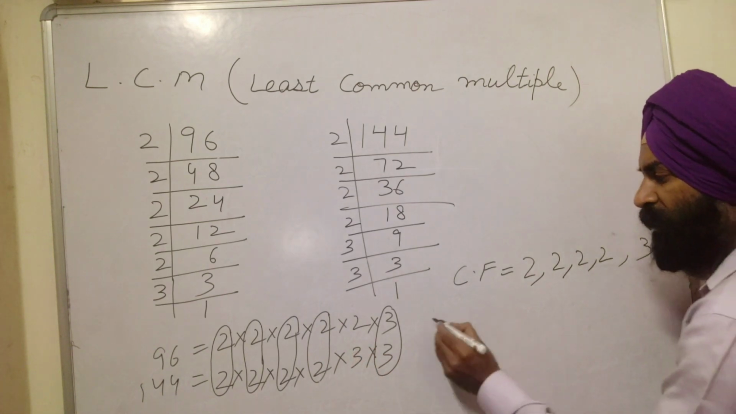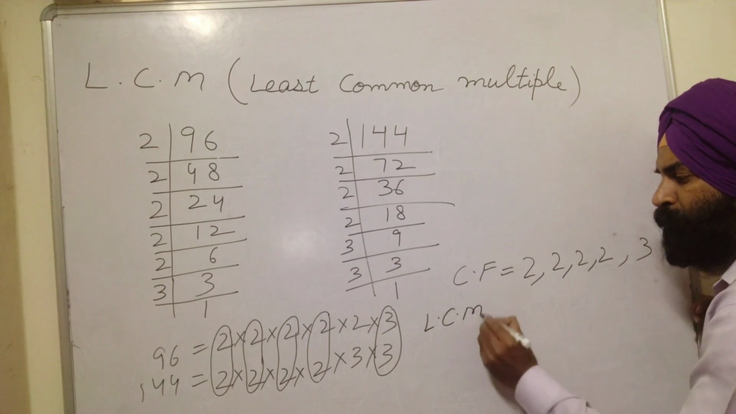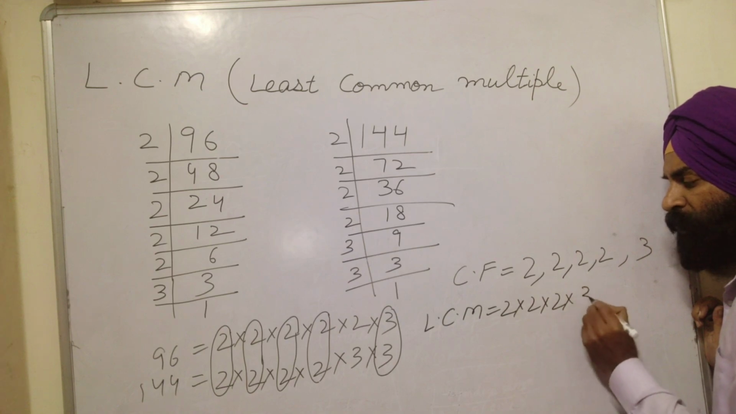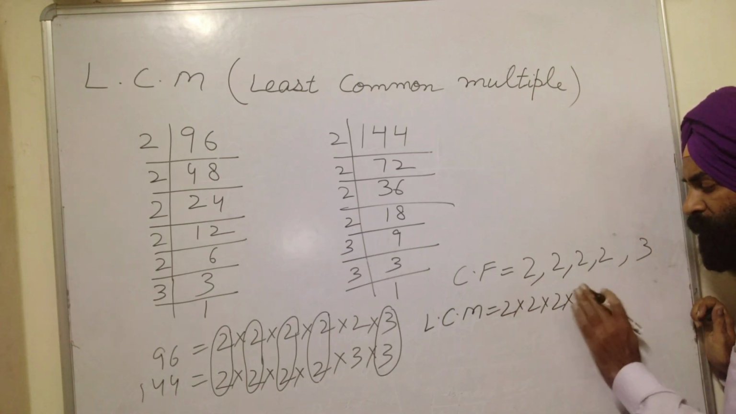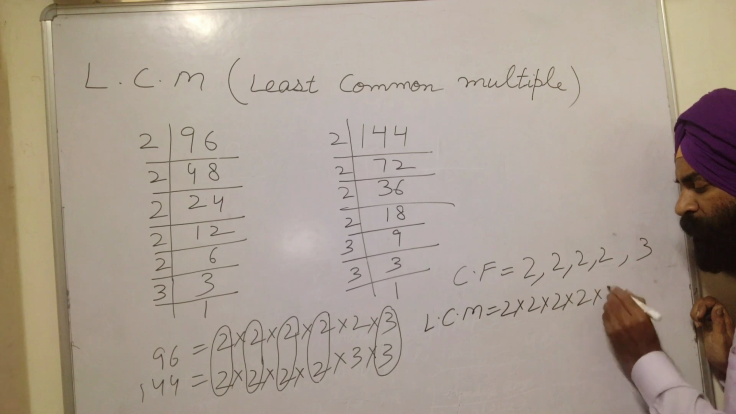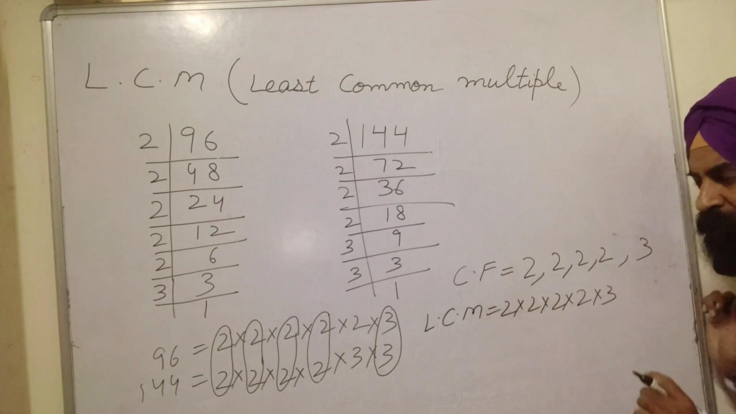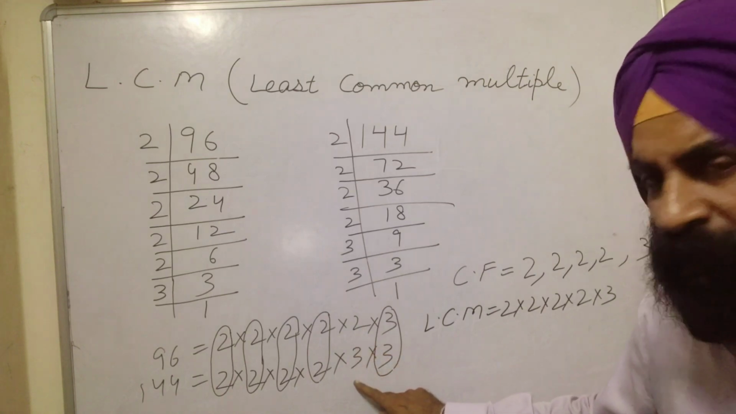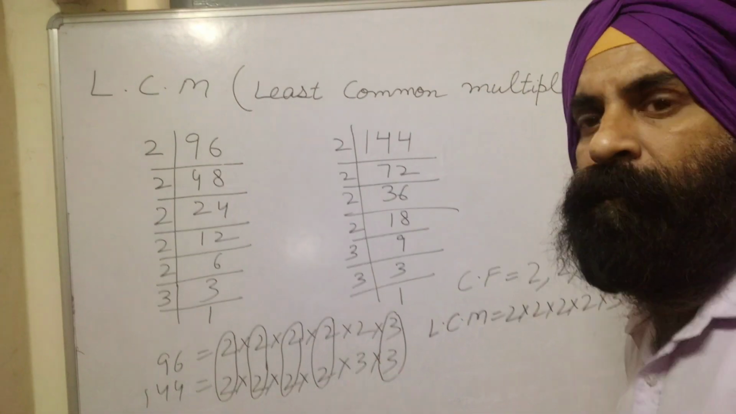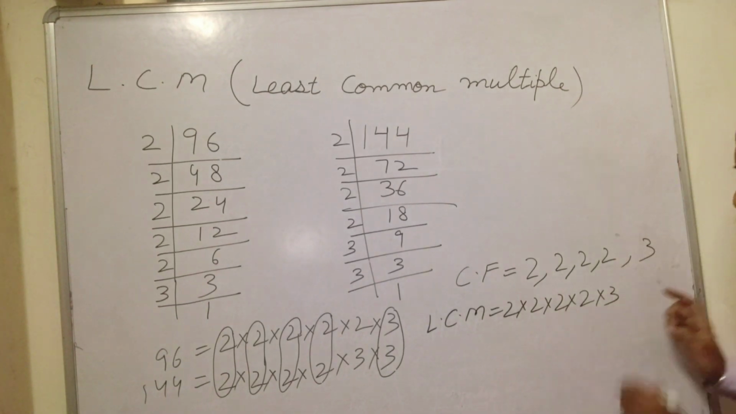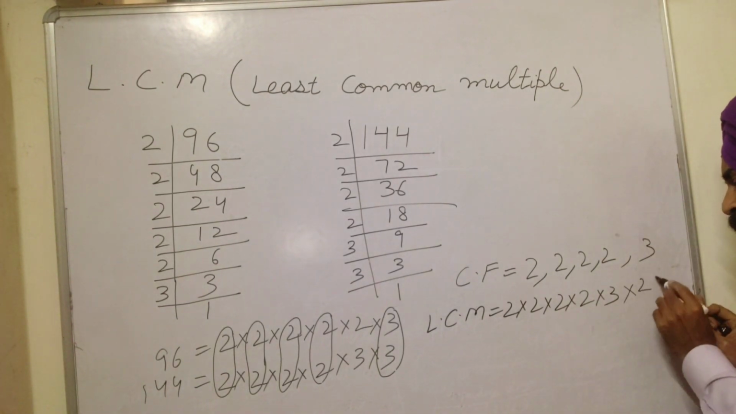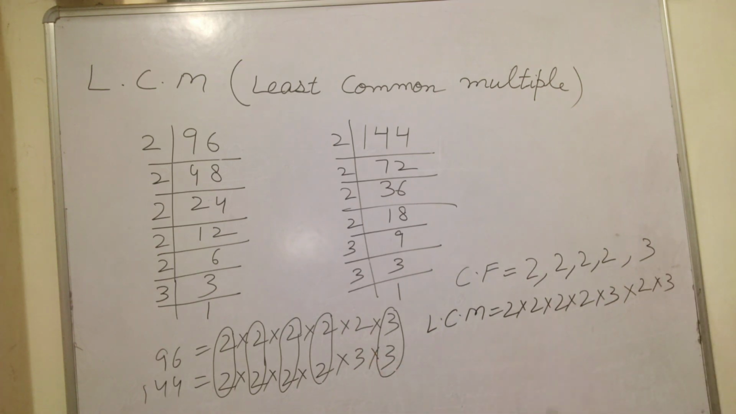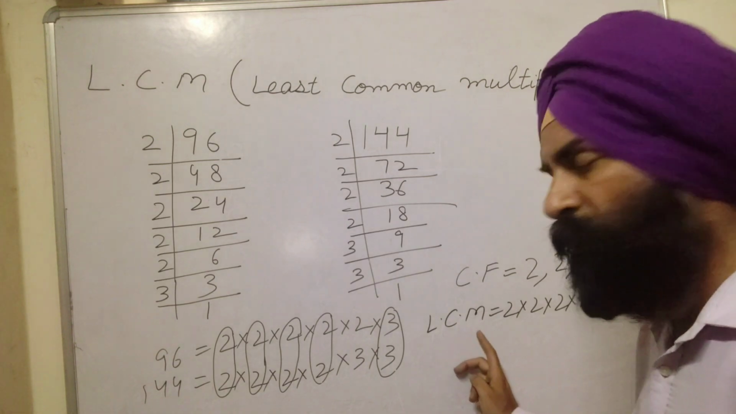So it is a shortcut technique to find the LCM. We do the product of all common factors. So when you multiply all these common factors, 4 times 2 and 1 times 3, you will get the HCF, and you multiply this HCF with the leftover 2 and 3 non-common factors. Then you will get the LCM of these two numbers.